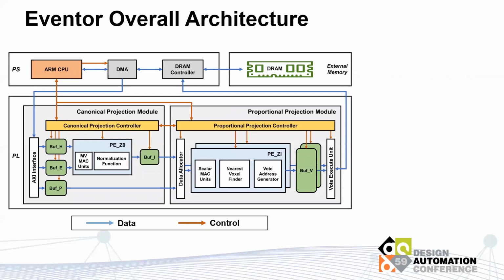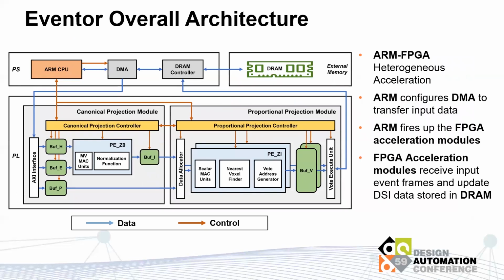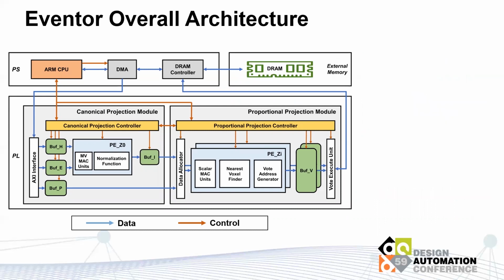Here's the overall architecture of Eventor. Eventor is an ARM FPGA heterogeneous accelerator. When it starts working, the ARM CPU configures DMA to transfer input data from DRAM to input buffers on FPGA. Then it fires up the acceleration modules on FPGA, which receive input events and update DSI data stored in DRAM.